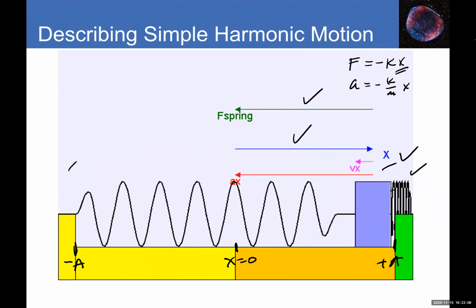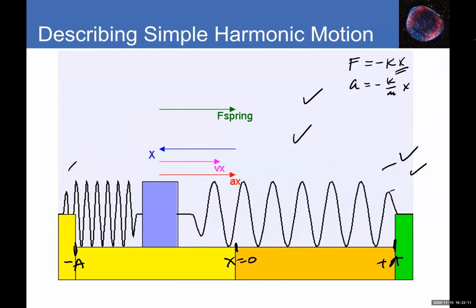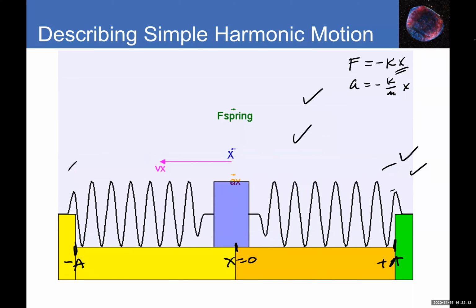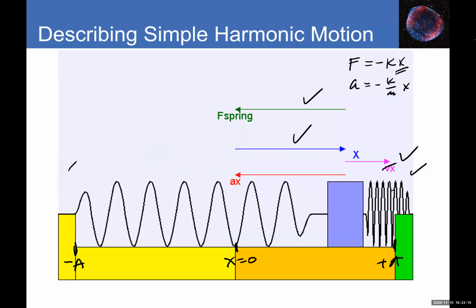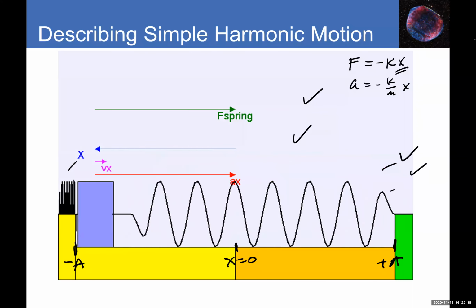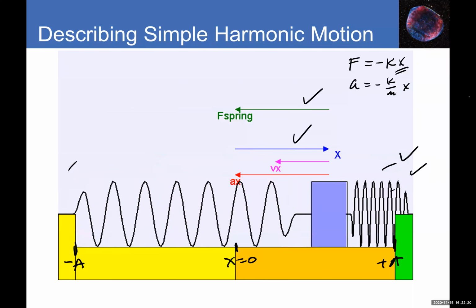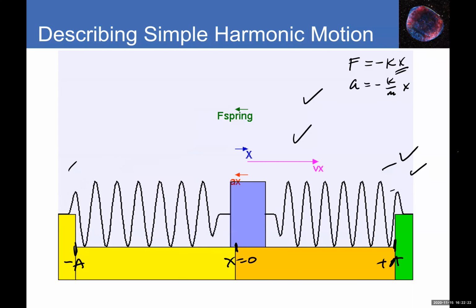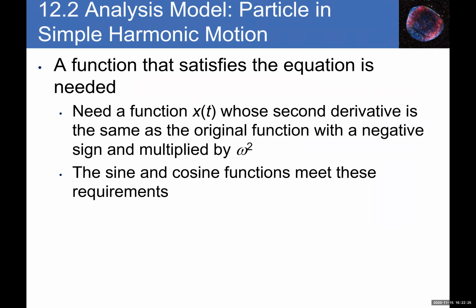Since the system is speeding up, slowing down, stopping, speeding up, slowing down, stopping, but the force and acceleration are not constant, we cannot use any of those kinematic equations. So we have to understand what type of function can work with this. As I mentioned, we need a function x of t whose second derivative is the same as the original function with a negative sign, multiplied by omega squared.